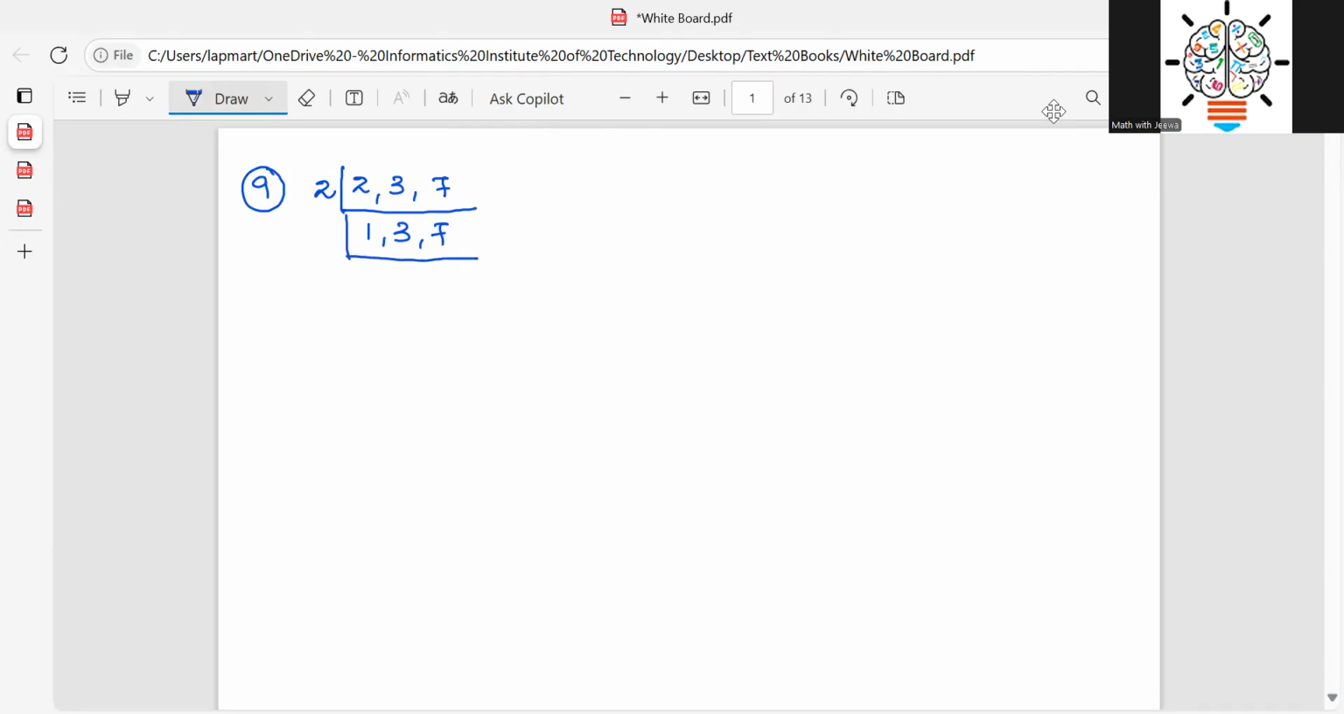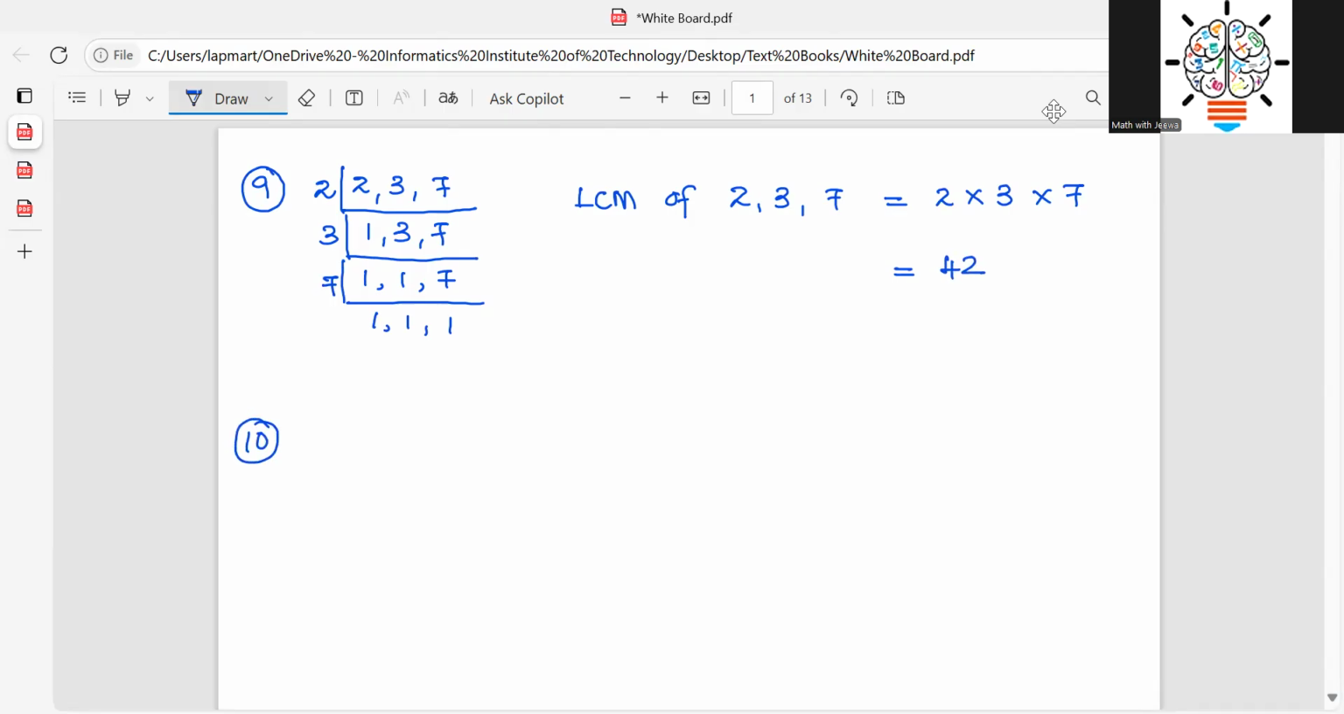Then I divide this by 3. Always I want to start with the lowest possible prime number, right? So finally I get something like this. Then here I write LCM of 2, 3 and 7 is equal to 2 times 3 times 7. 2 times 3 is 6, 6 times 7 is 42. Then I'll move to question number 10, that is 18, 6 and 9.